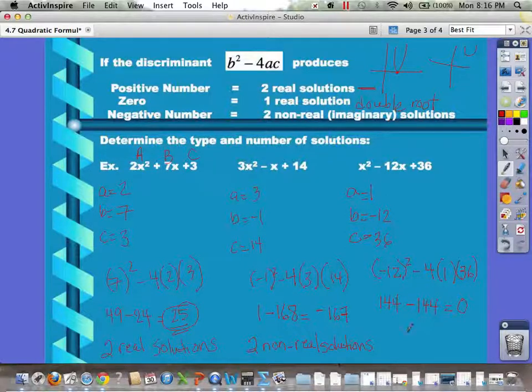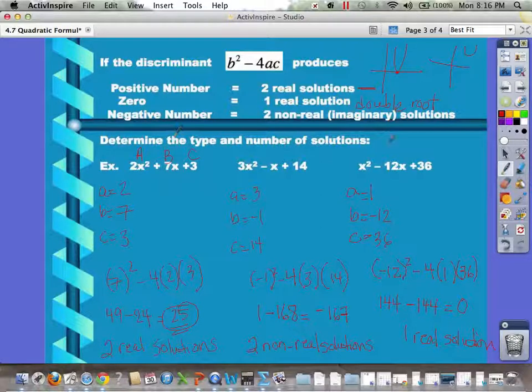So this one is just going to give me one real solution. I don't know what it is yet, but I know that parabola is just going to come up here like this one and bounce off just like that. Okay? One real solution. So that's what we do with the discriminant to determine the type and number of solutions.